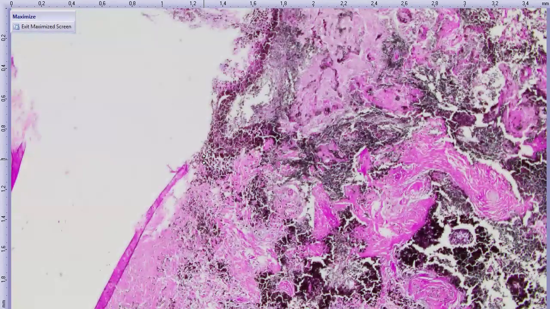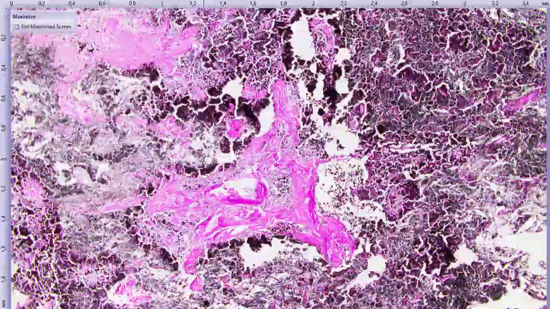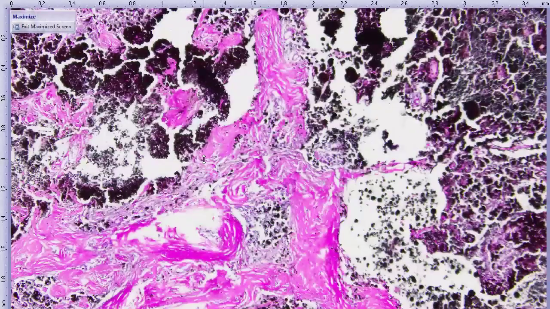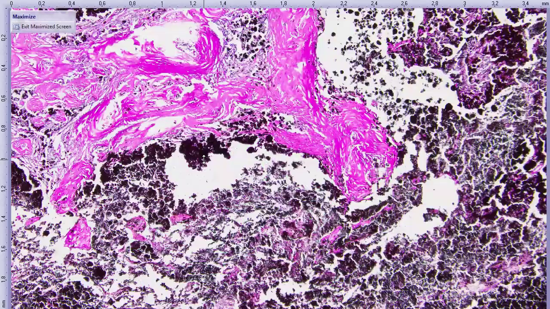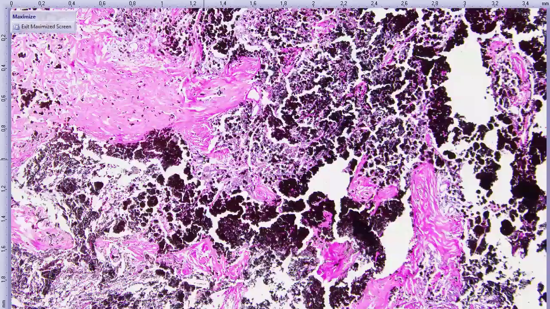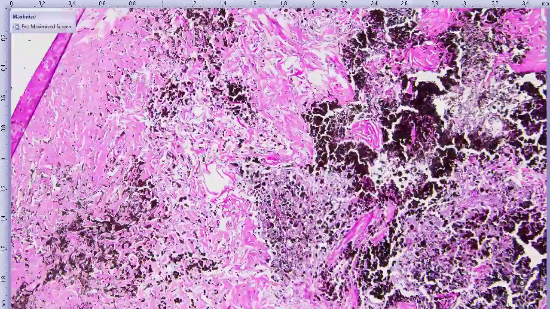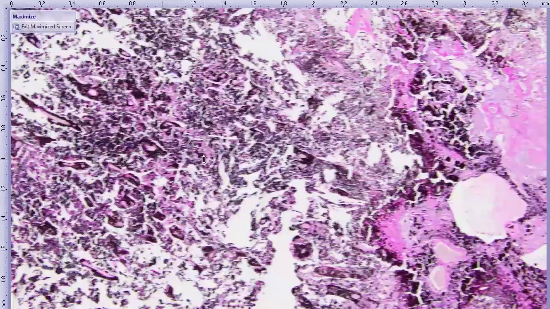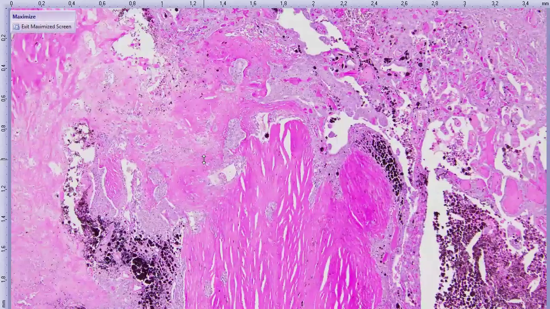And then going back to the more pigmented area, you still have the same very thick PAS positive basement membranes throughout that part of the neoplasm, the pigmented portion of it. And if you go back, it gets even more impressive here. This is actually very pretty.